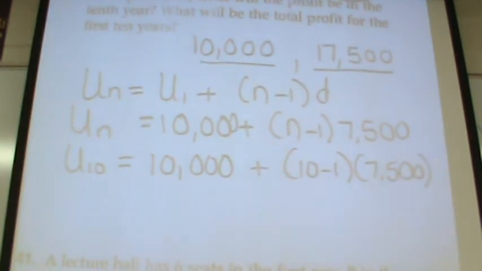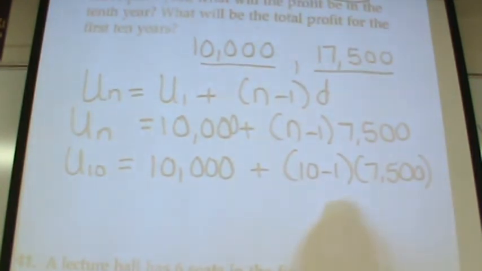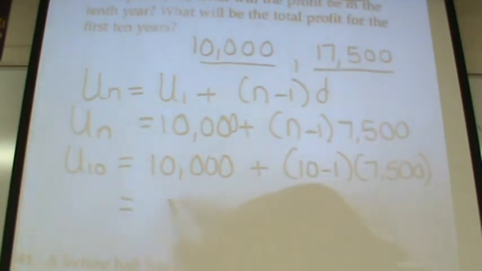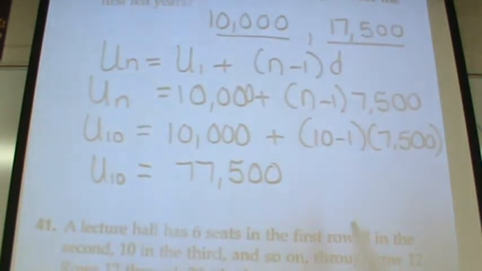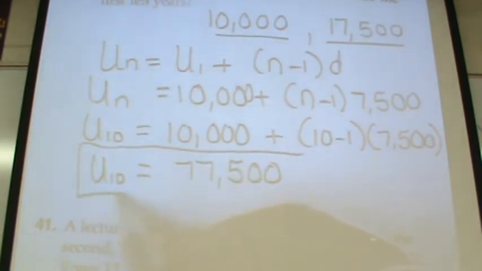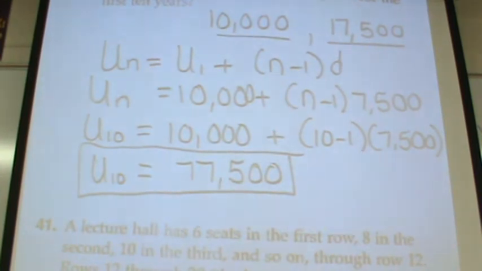So you want a calculator. This is going to be 9. 9 times 7,500 is 67,500, plus 10,000. I don't trust myself. 77,500. This late of the day, here you go. That is how much money the business will make in the 10th year.